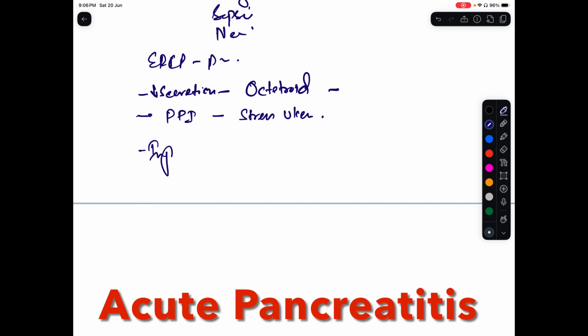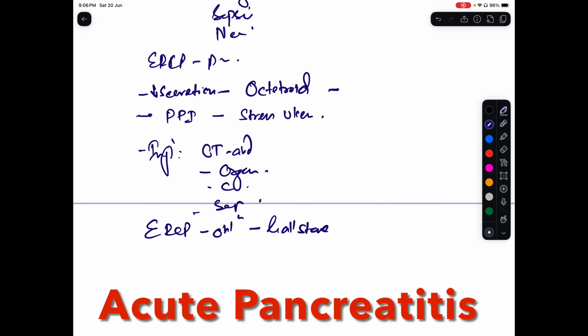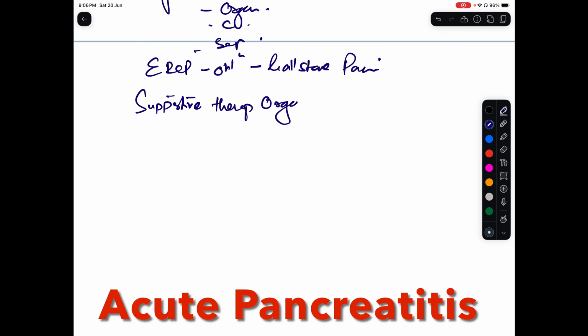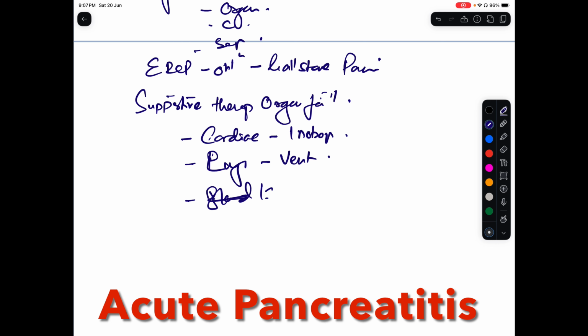Then investigations: you do CT abdomen to understand about the organs and any sepsis. Do ERCP if there is obstruction, gallstone pancreatitis, or cholangitis. Supportive therapy for organ failure. Each organ is important. Cardiac: inotropes. Lungs: ventilation. Blood, kidneys: dialysis. And nutrition: nasojejunostomy feeding. So this is a critical patient.